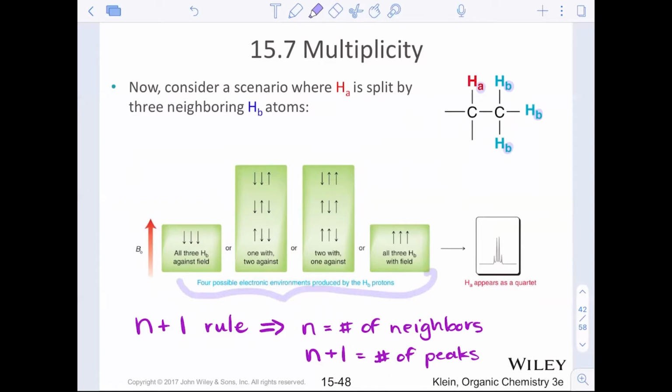This is what we call the N+1 rule. When HA had 1 neighbor, it was split into 2 peaks. When HA had 2 neighbors, it was split into 3 peaks. When HA here in this example has 3 neighbors, it's split into 4 peaks. The N+1 rule says N is the number of neighbors, N+1 is the number of peaks that you see. So if HA has 3 neighbors, 3 plus 1, HA's signal will be split into a quartet, 4 peaks. And that's what we are going to see with all of our protons and multiplicity.